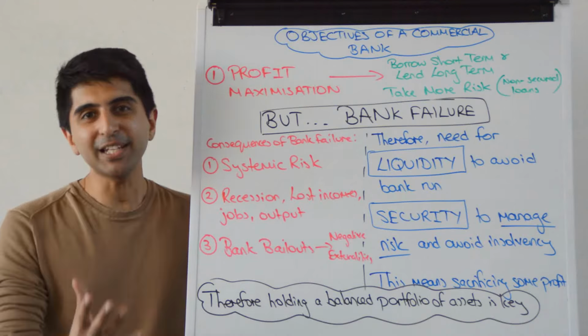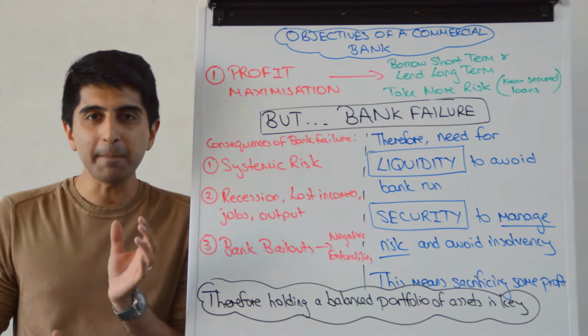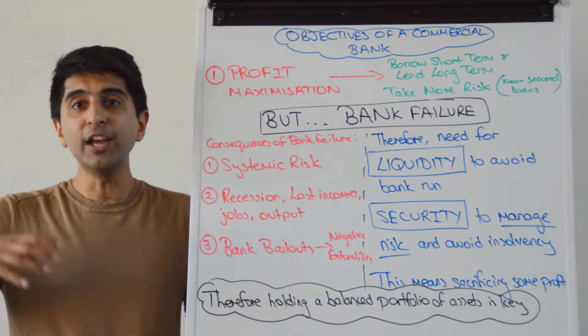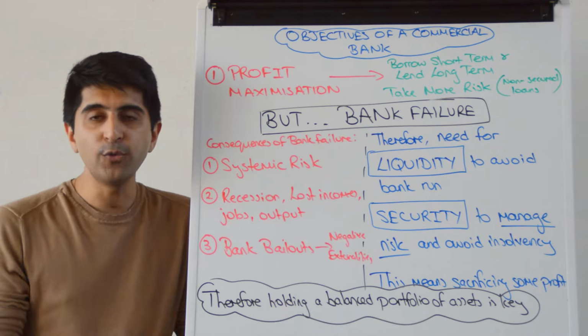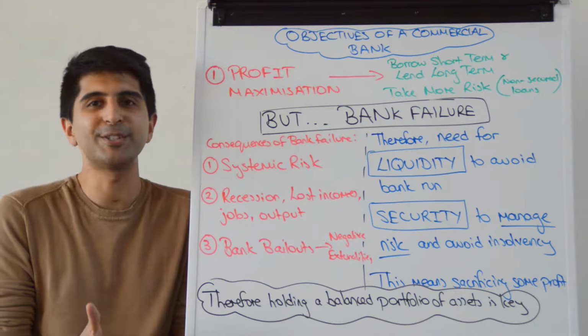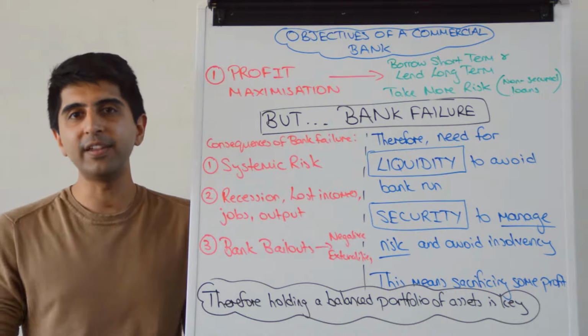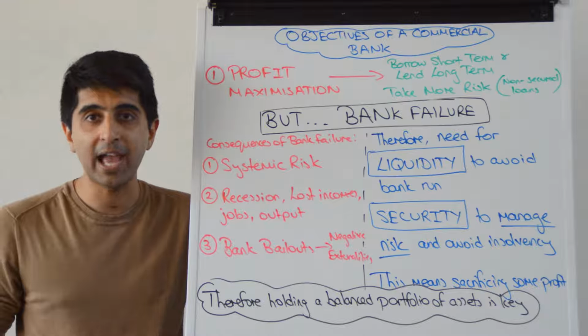Hi everybody, the objective of a commercial bank is simple, right? To maximize profit. The reason why? There are shareholders. You want to keep your shareholders happy. They are the ones that own the business. Without them, there wouldn't be a commercial bank. So if you're making more profit, then they get higher dividends, they're very happy.